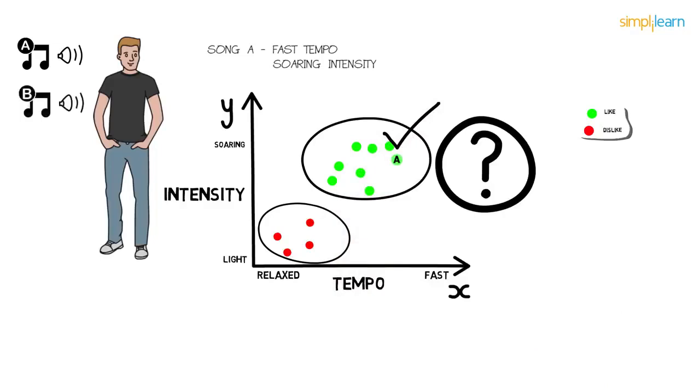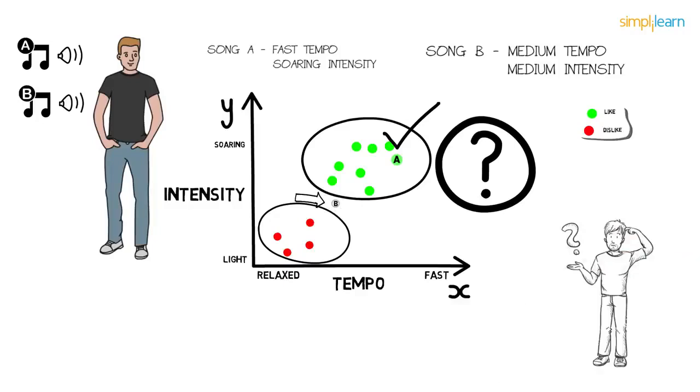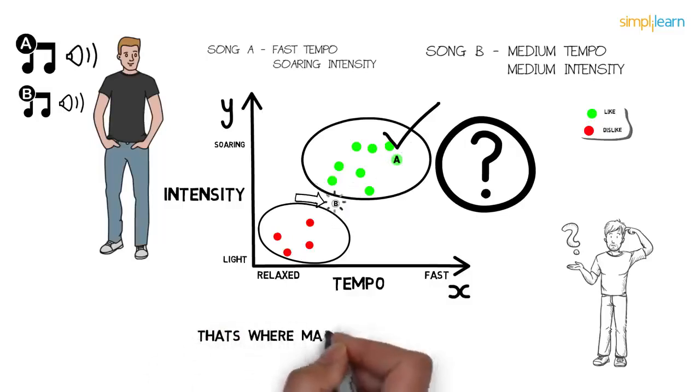Let's say now Paul listens to a new song. Let's label it as Song B. So Song B lies somewhere here with medium tempo and medium intensity. Neither relaxed nor fast, neither light nor soaring. Now can you guess whether Paul likes it or not? Not able to guess whether Paul will like it or dislike it? Are the choices unclear? Correct. We could easily classify Song A. But when the choice became complicated, as in the case of Song B, yes, and that's where machine learning comes in.